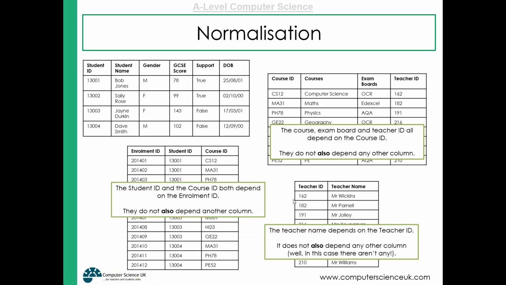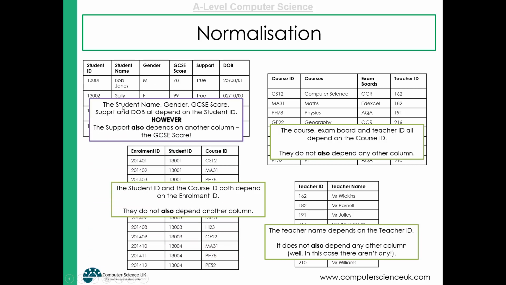The student ID and the course ID both depend on the enrollment ID. They do not depend on any other column, so that's also fine. But let's have a look at this, and hopefully this is where the penny drops when we are talking about third normal form. In this table here, with our student name, gender, GCSE score, support, date of birth, it says that the student name, the gender, the GCSE score, support, and date of birth all depend on the student ID. Well, we know that. It's in second normal form.